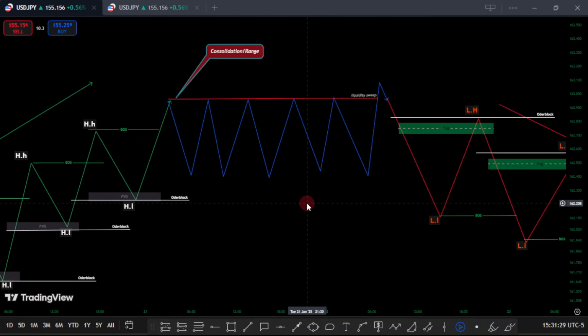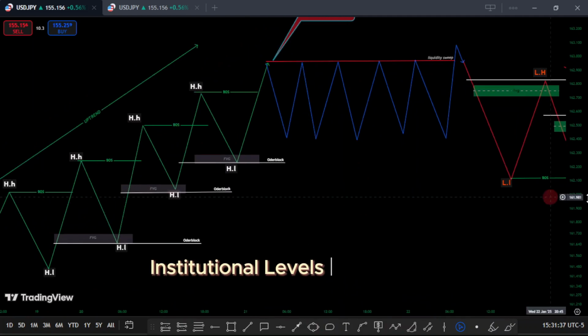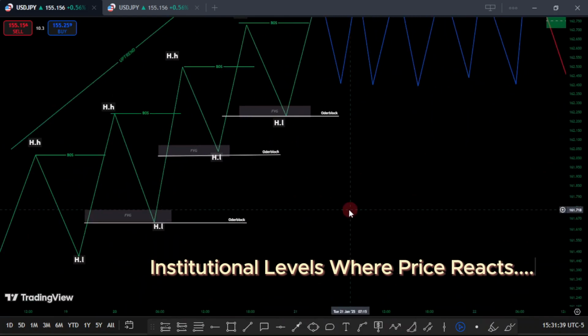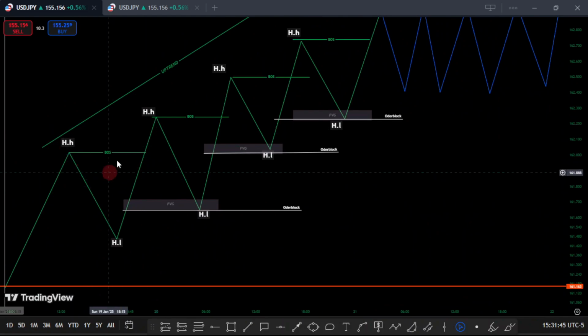Now the next thing is fair value gaps and order blocks. So fair value gaps and order blocks, these are institutional levels where price reacts, basically points of interest, where price always respects before the main move occurs in the market. So when price gives us a break of structure in an uptrend like this, the corrective move that is being formed, the price will come down to, like I said before, half of the impulsive move. Price respects the fair value gap, the bullish fair value gap that was formed, and then most of the time you will find order blocks lying beneath the fair value gap. So over here we have an order block.